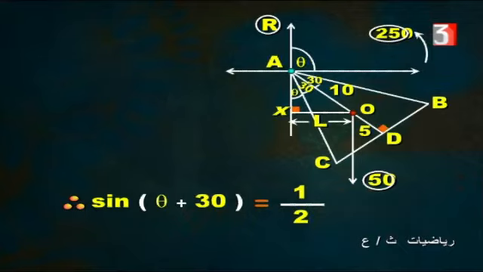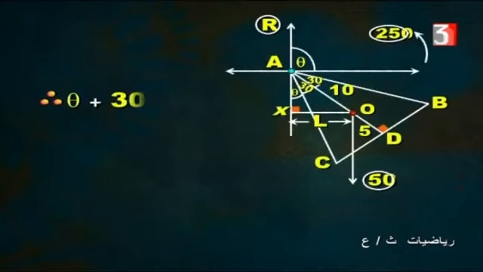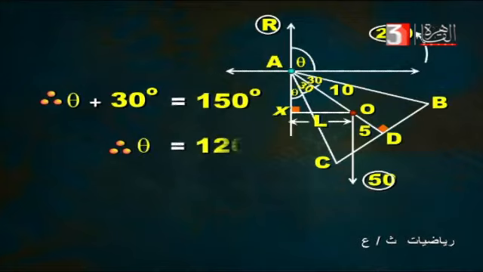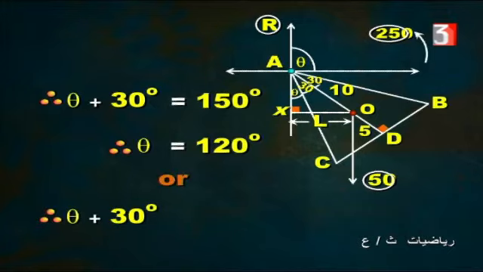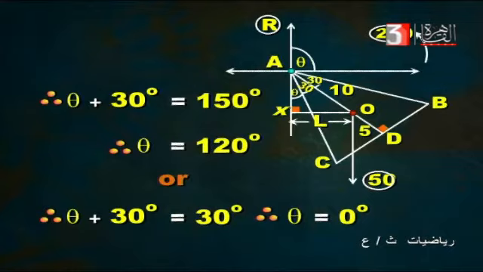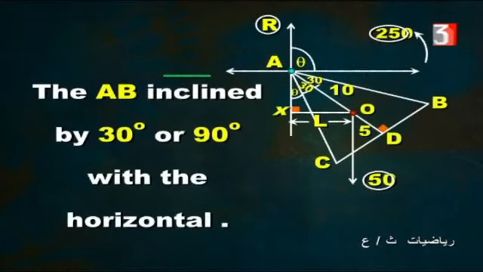Therefore, sine theta plus 30 equals what? 1 over 2. Maybe it equals 30, maybe 150. Then we deduce that theta equals 150 minus 30, equals 120 degrees, or theta plus 30 equals 30, then in this case theta equals 0 degrees. We deduce the line AB is inclined by 30 or 90 degrees with the horizontal. Why? Because if theta equals 0, then with the horizontal it equals 90 or 30 degrees.